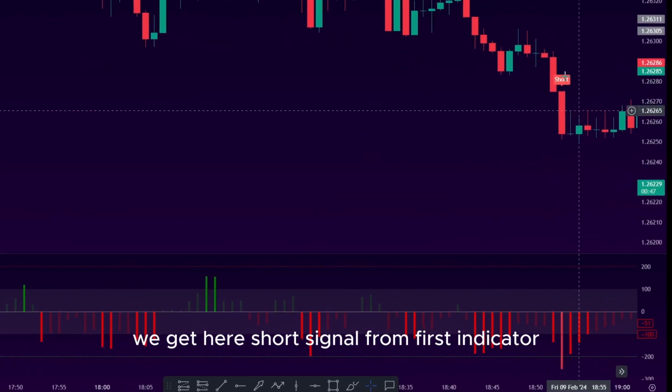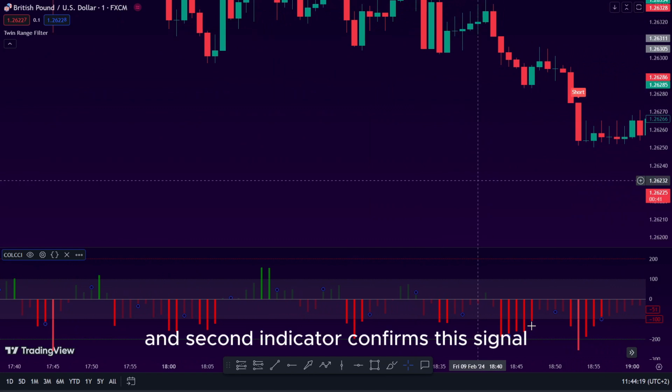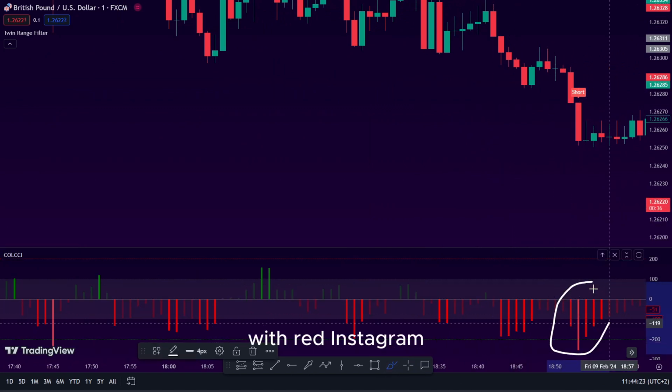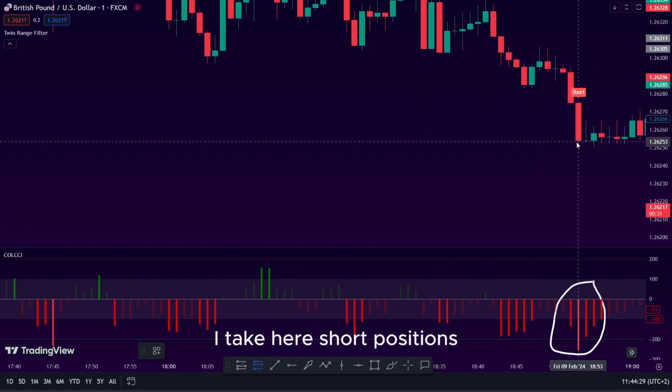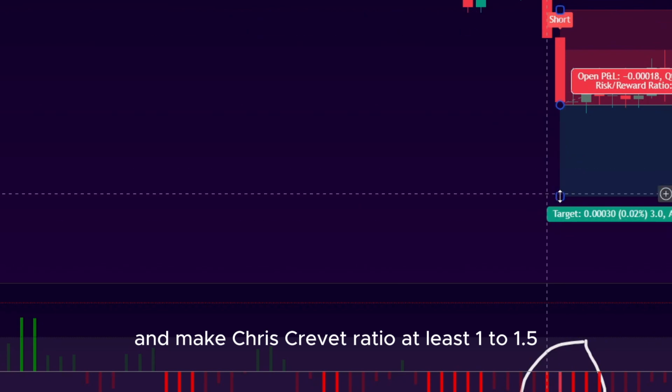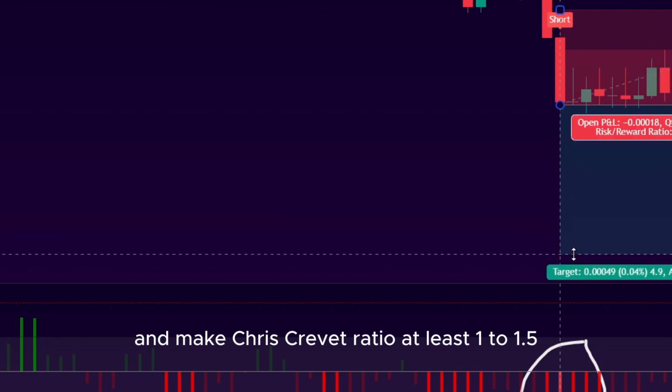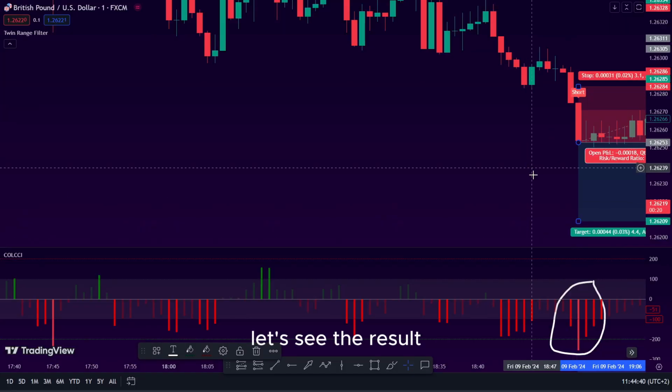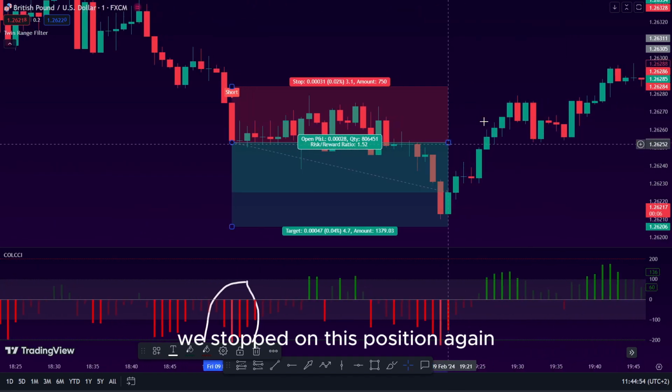We get here a short signal from the first indicator and the second indicator confirms this signal with a red histogram. I take a short position, put the stop above this short label and make the risk reward ratio at least 1 to 1.5. Let's see the result. We stopped out on this position.